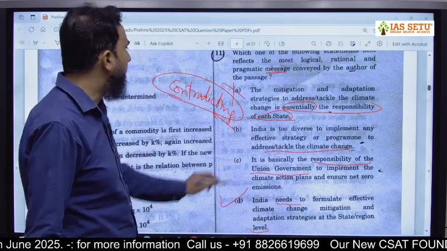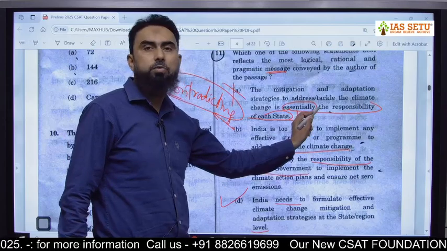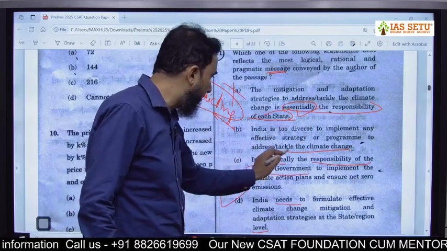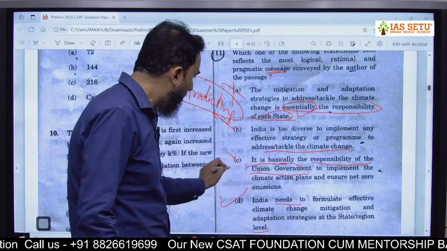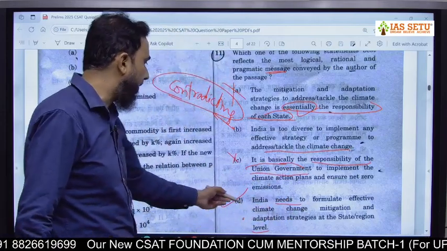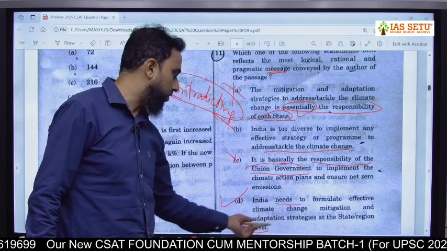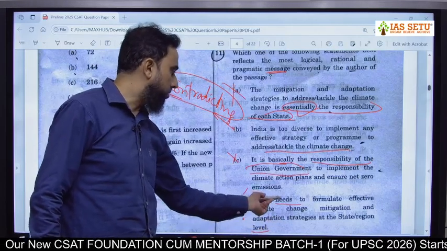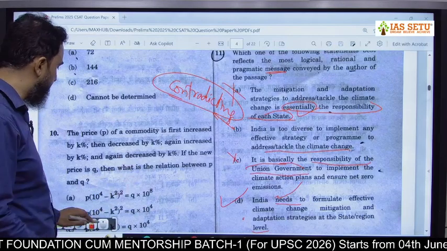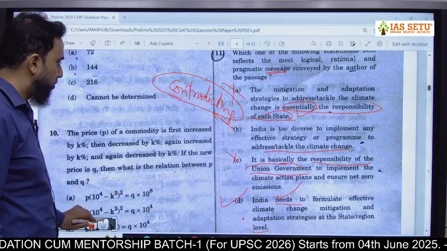Yes. Here, that it is the responsibility of each state, we don't know. And similarly the responsibility of the union government, we don't know. But this statement, the way it is written, India needs to formulate effective climate change mitigation and adaptation strategies, the choice of words and the language should represent the passage correctly. So D is the best option.